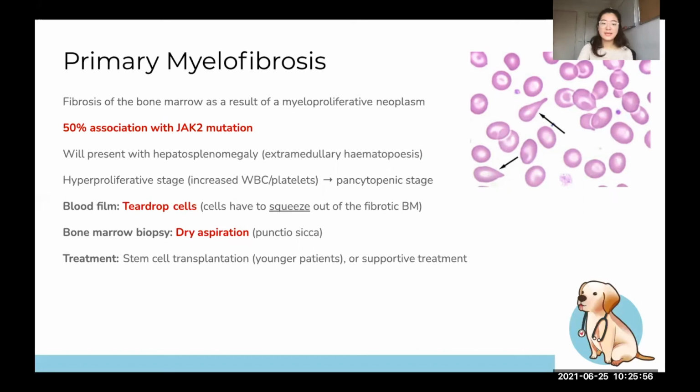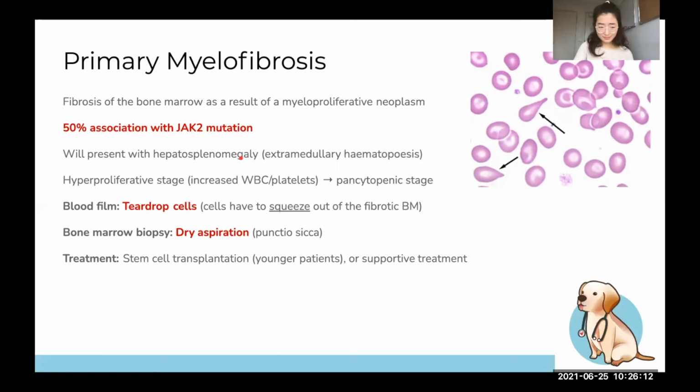And other things that you might get, you will see a bit of hepatosplenomegaly. Reason for that is if your bone marrow isn't producing enough cells, your liver and your spleen are going to kick in to try and compensate for that. So hence working overtime and enlarging.